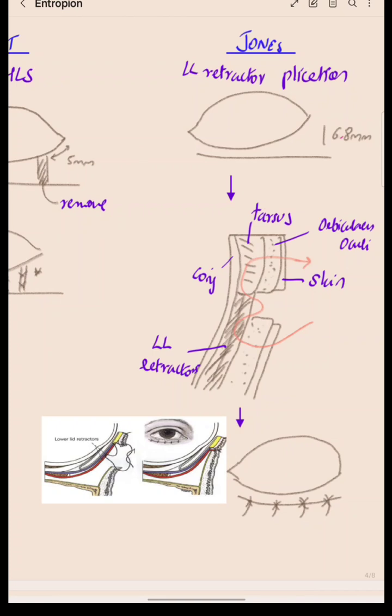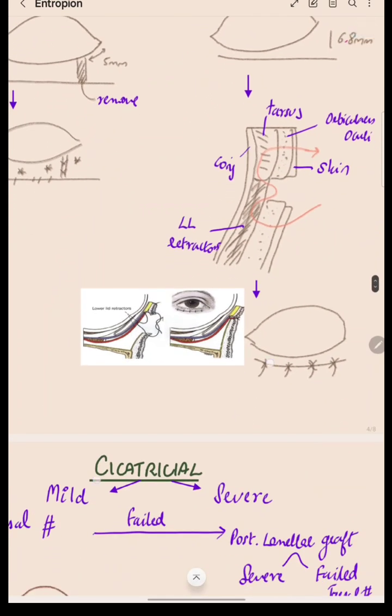Now pass the 4-0 catgut via the lower skin edge to catch the orbicularis and lower lid retractor, and come out. Then again enter superiorly to catch the tarsal plate and exit through the skin superiorly. See here it is given.